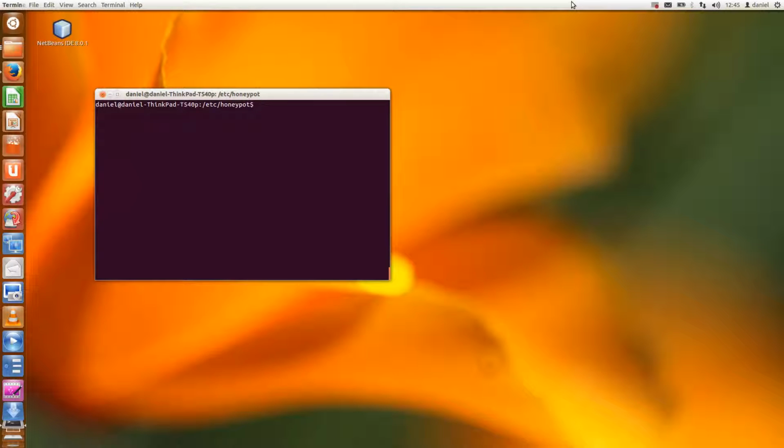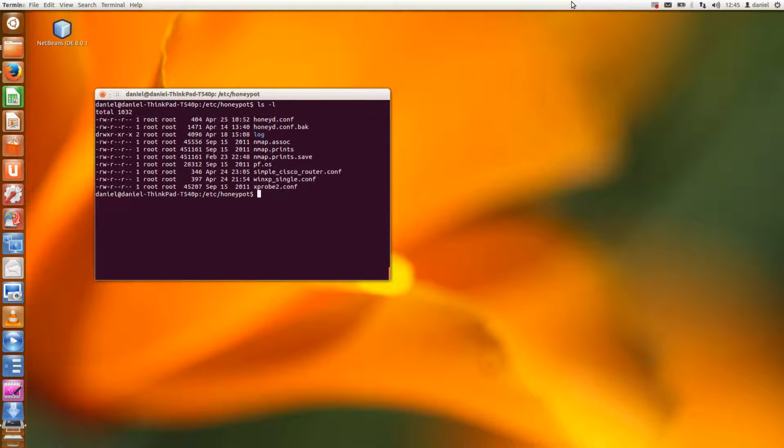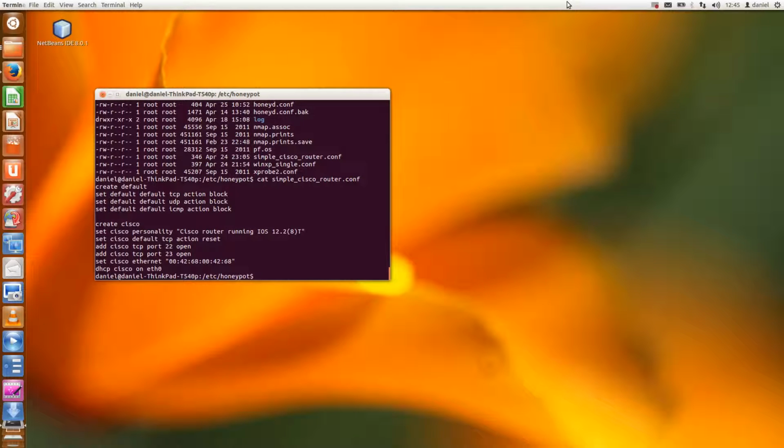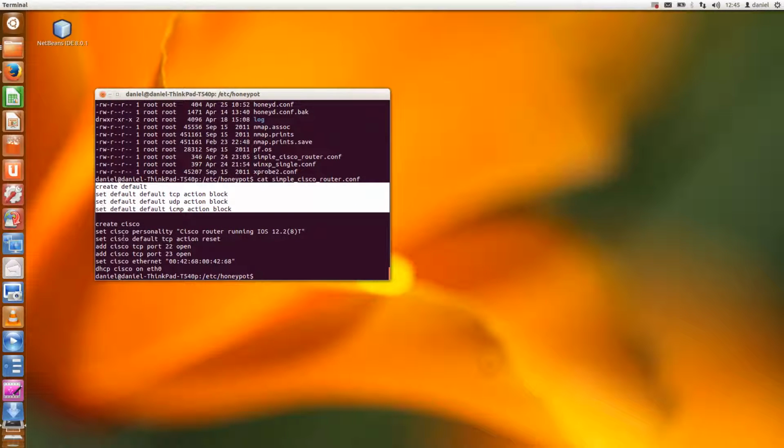Alright, so we created a very simple Cisco router honeypot. The best way to explain it is to look at the configuration. So we set up our defaults. This you need to do because if nothing is defined in the actual honeypot implementation, which you need to describe below, we can default to a default value for what we need to do with TCP, UDP, and ICMP packets that come in.